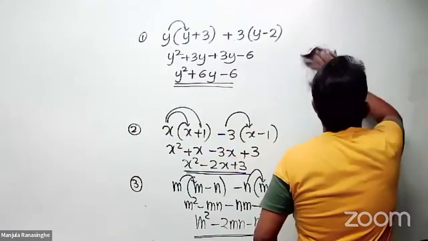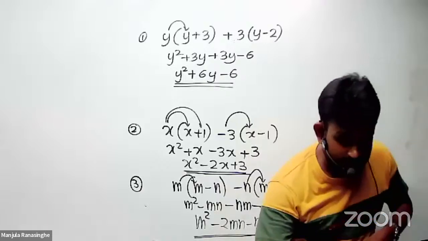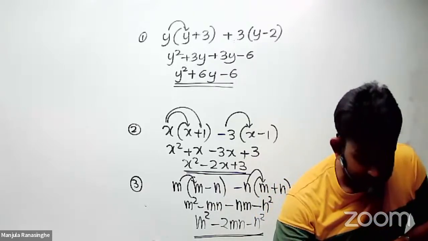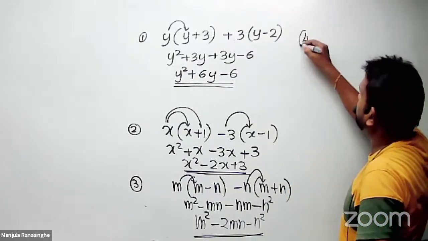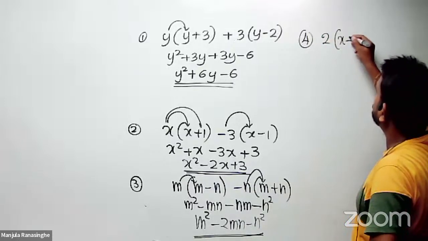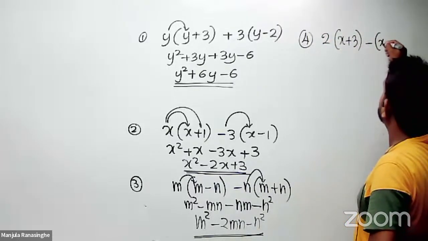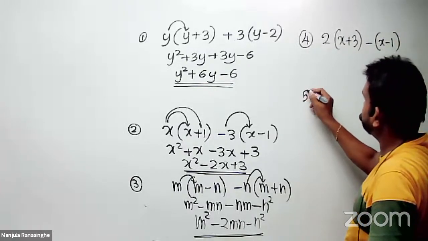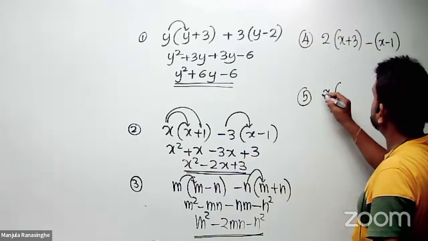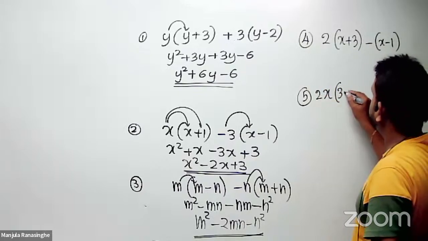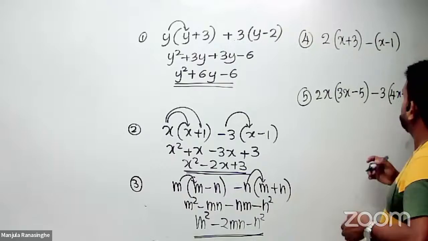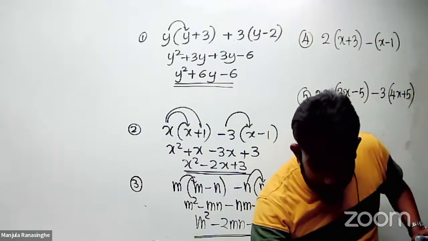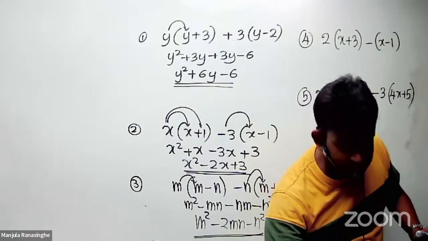Okay, any issues, you can note it down. Then I will write this. This is for you, right? Simplify this one. These two questions: 2x into 3x minus 5 minus 3 into 4x plus 5. Right. Simplify these. Right. These two for you.